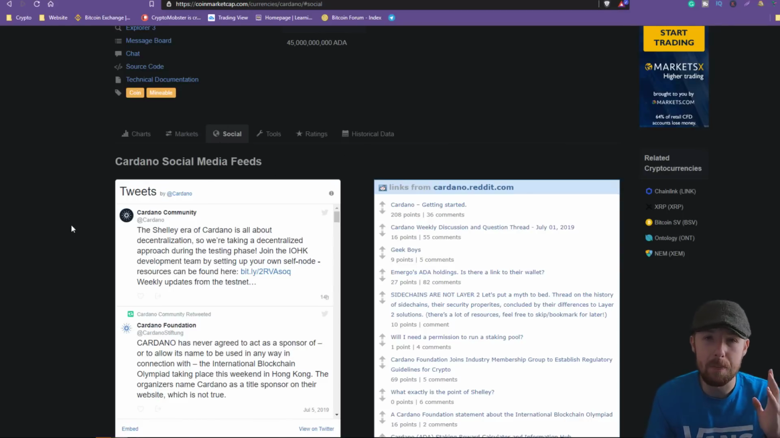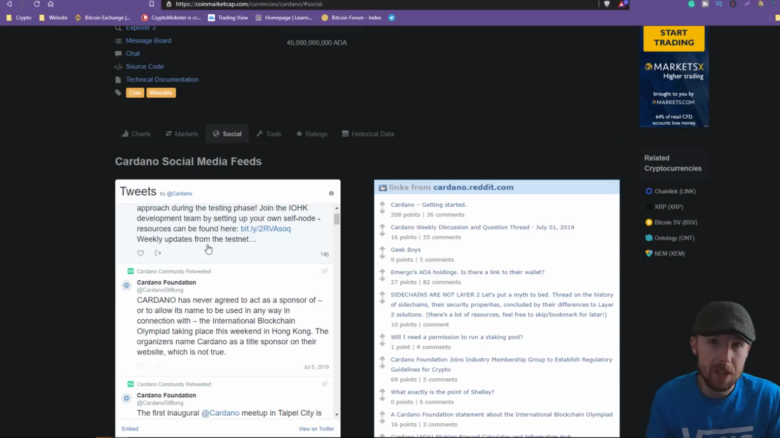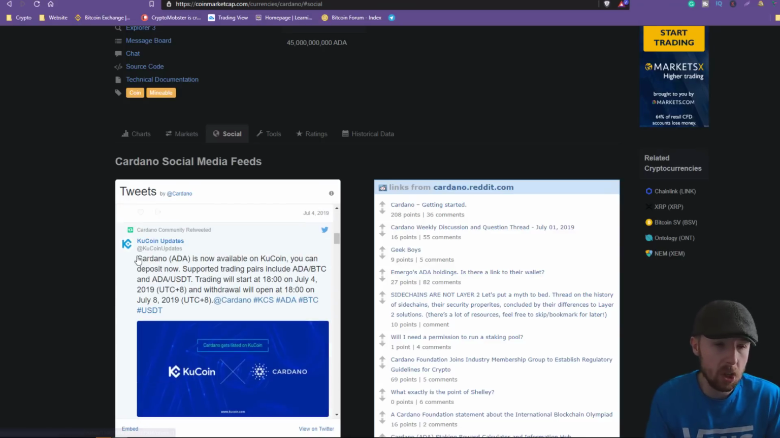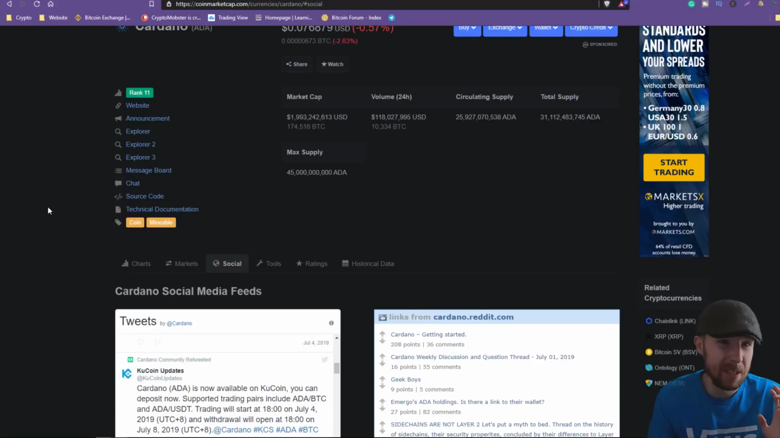If I turn off my Brave browser, you can get Reddit as well, which is really good for community news and all that kind of good stuff. But ultimately, you've also got Twitter. See what they're saying on Twitter, all the company development. So it's absolutely simple for getting research.